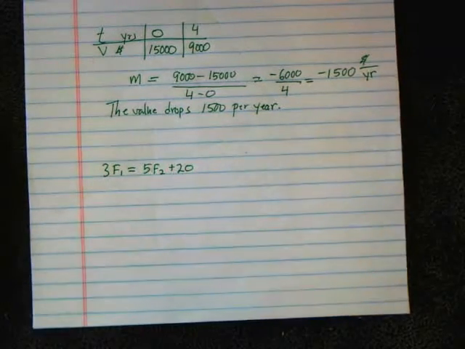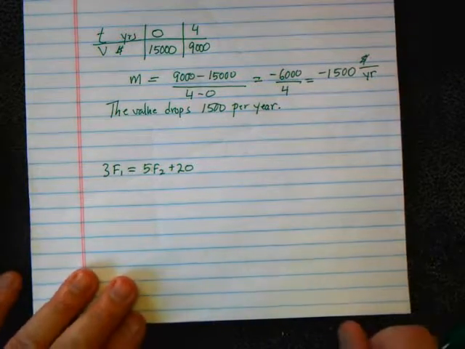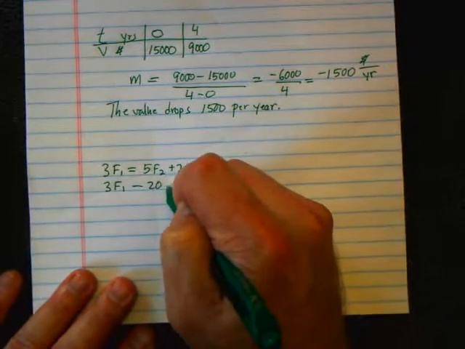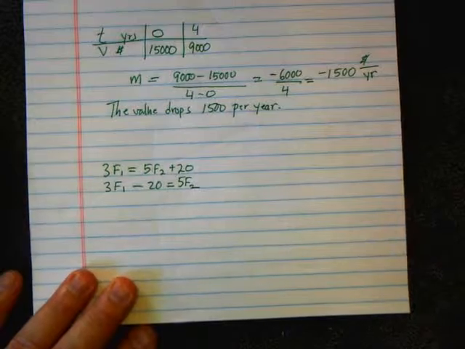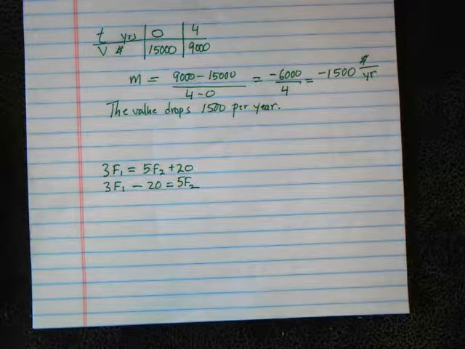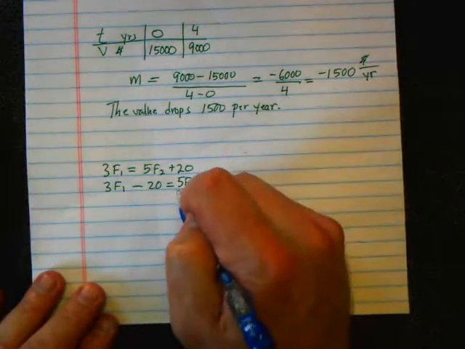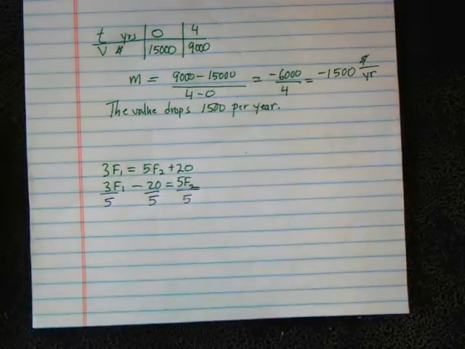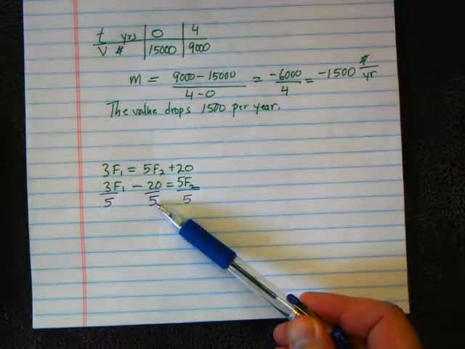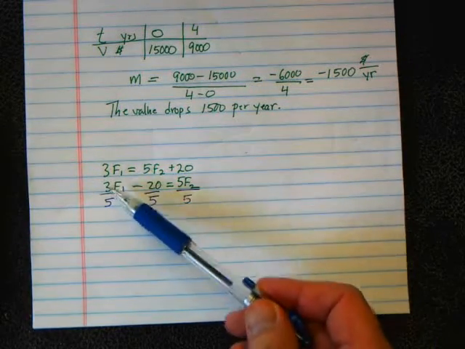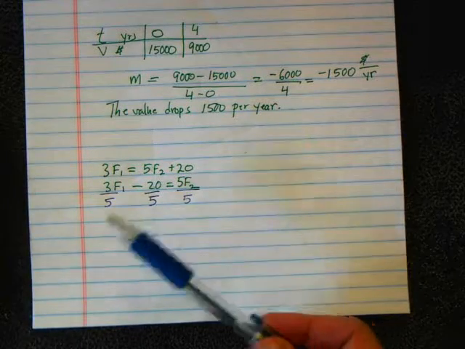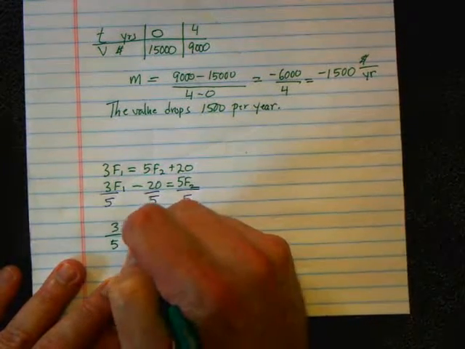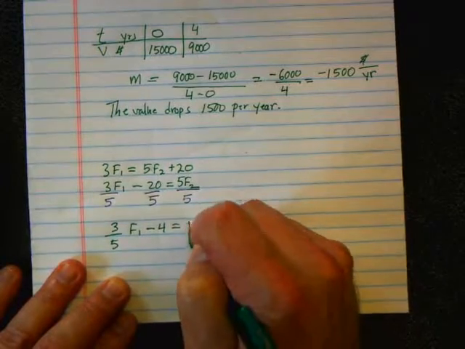All right, so how would you take this equation and get the F2 all by itself? Subtract 20. So 3F1 minus 20 equals 5F2. Divide by 5. And when you divide by 5, be careful. You have to divide everything by 5. A very common mistake that I'll see students make is they'll take the 20 and divide it by 5 and write it as 4, which is good, but then they'll take the 3 and they won't divide it by 5, they'll forget. So unfortunately, we're going to end up with a fraction here. We're going to have 3/5 F1 minus 4 equals F2.